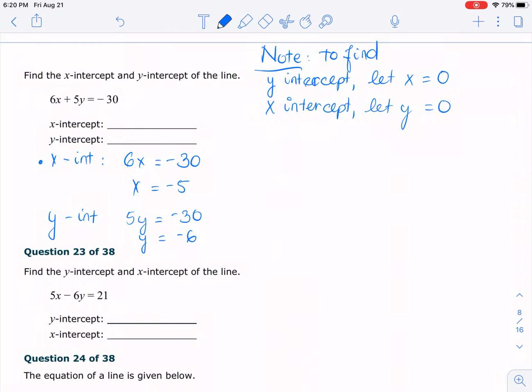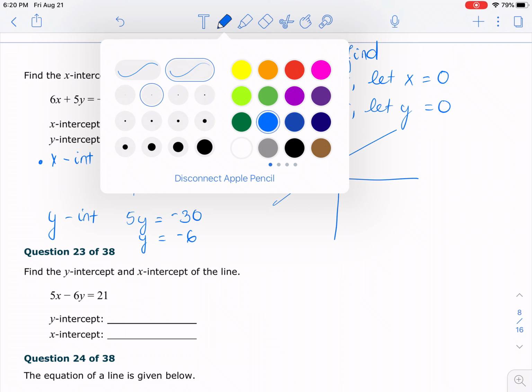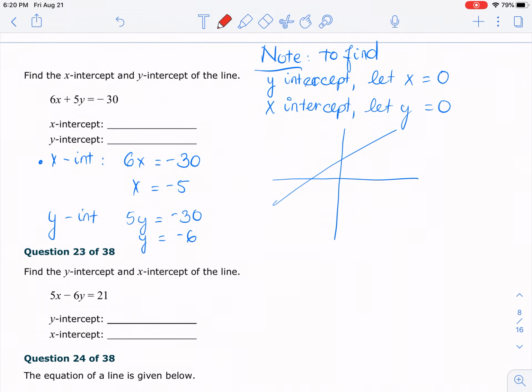After learning how to solve a linear equation, it's important to learn the graph of a linear equation, which is a straight line. So if I have a straight line, I need to know the x and the y intercept as well. The point where the graph crosses the x-axis is called the x-intercept. And the point where the graph crosses the y-axis is called the y-intercept.